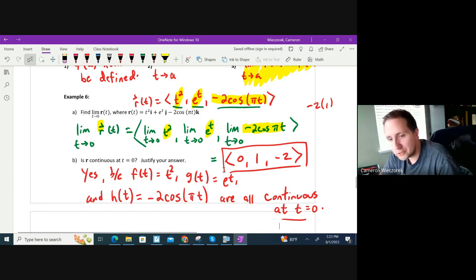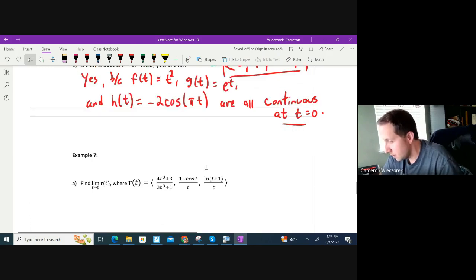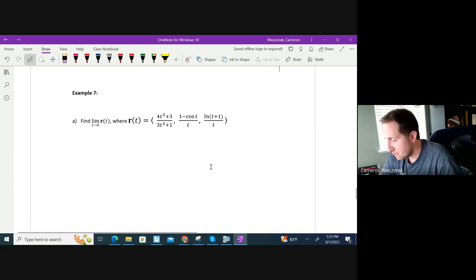All right, let's look at a more interesting example. What if there's some discontinuities? Okay, a little more work. Find the limit as t approaches 0 of r of t, where r of t is given by that specific space curve.